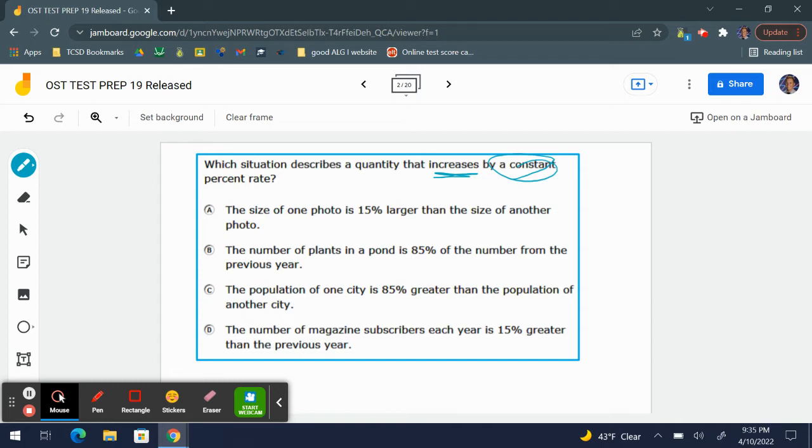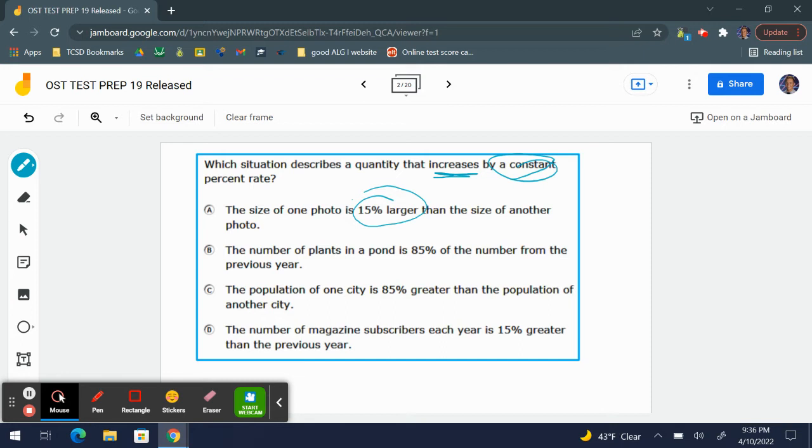Answer choice A says the size of one photo is 15% larger than the size of another photo. Here's the deal. That's increasing, right? It's 15% larger. However, it's only comparing one photo to another photo. So it's not really a constant percent rate when you're only comparing two things. So let's say, okay, I like the size, it's getting larger. However, the fact that it's not going to be constant, we're going to maybe hang on to that one, but I think that one's pretty much out of the picture.